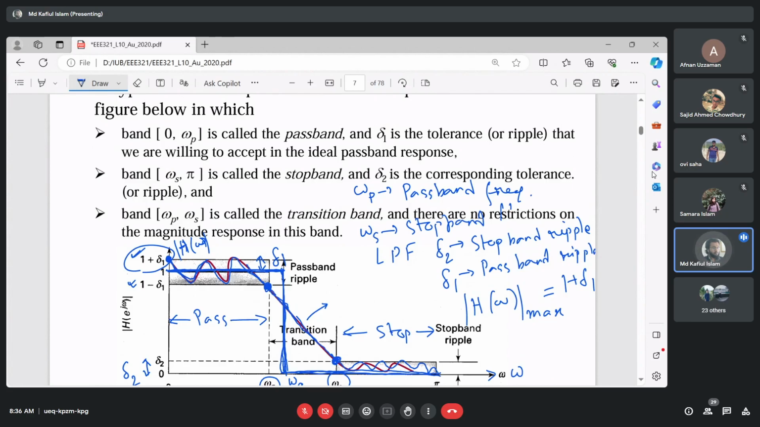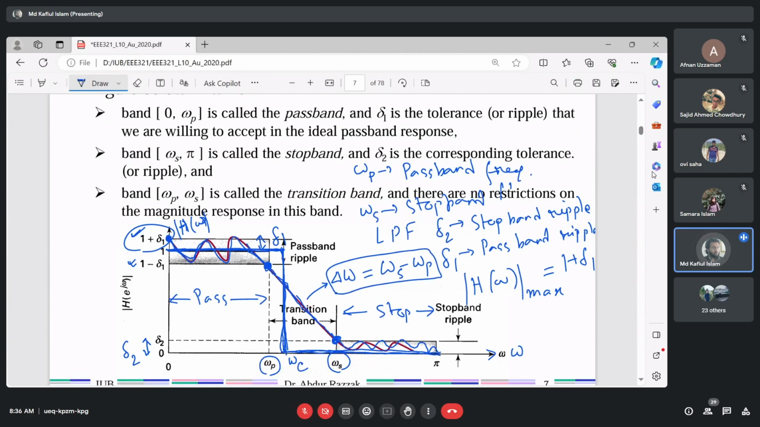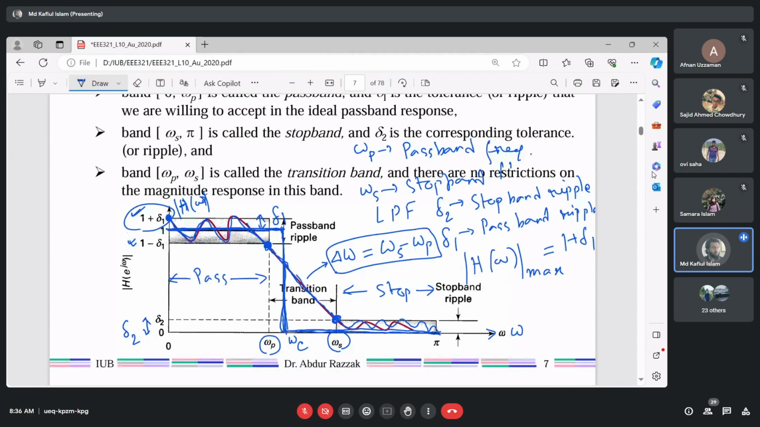So what is the definition of transition band? Transition band is Δω, which is the difference between the stop band and pass band frequencies. Okay, so this is the definition of transition band. And the cutoff frequency of that low pass filter is located somewhere in between ωp and ωs, that means somewhere in the transition band.